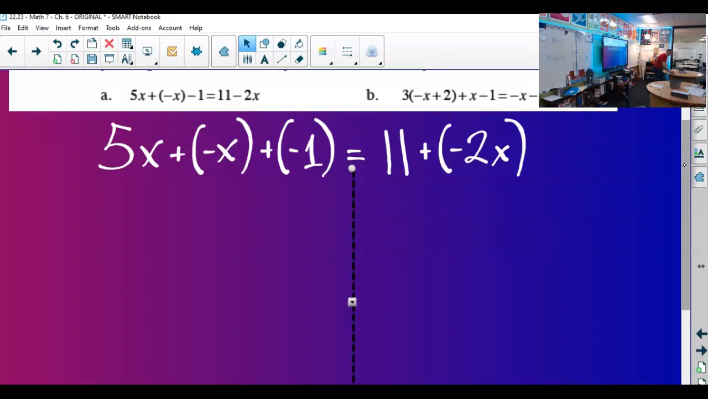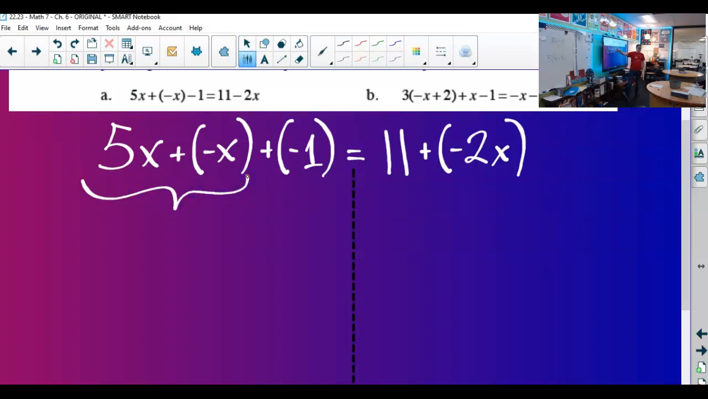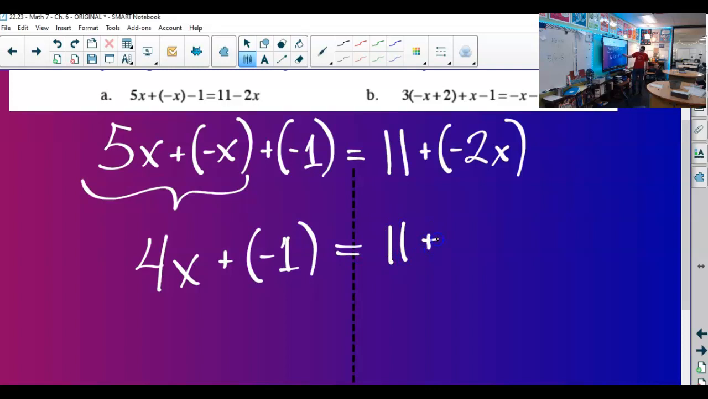Christian, what could I start by doing here? For the left side, you could plus the negative x and the positive x. Put like terms together. 5x and negative x, or you could have said minus x. 4x plus negative 1, or you can say minus if you really want to do that. 11 plus negative 2x. Margot, which side has a stronger x? The left side, right? This 4x is stronger, and it's higher up the number line.